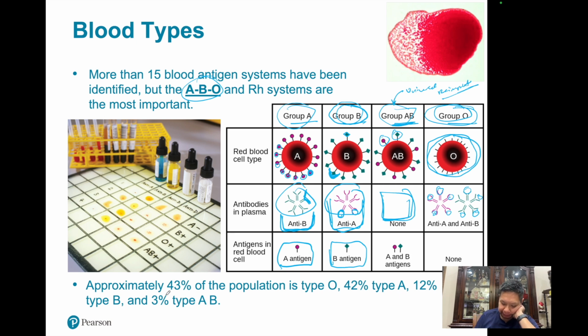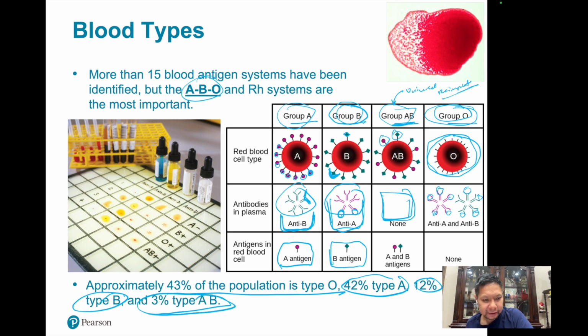Most of the population is actually blood type O. 43% of the population is blood type O. 42% is blood type A. Then, coming in third, blood type B with 12%. And very few people are blood type AB, where they're the universal recipients. Only 3% are universal recipients. Those guys are lucky, but I feel lucky too that I can actually donate blood to anybody as being an O.